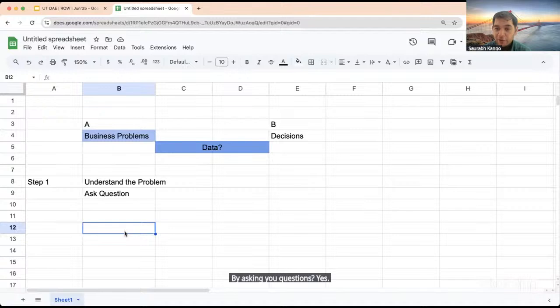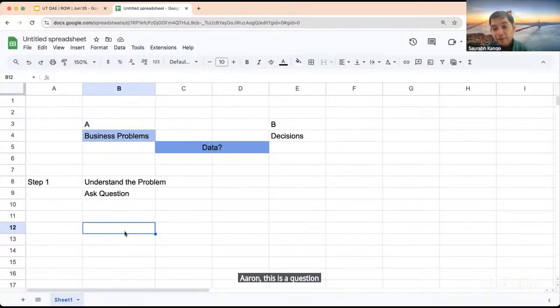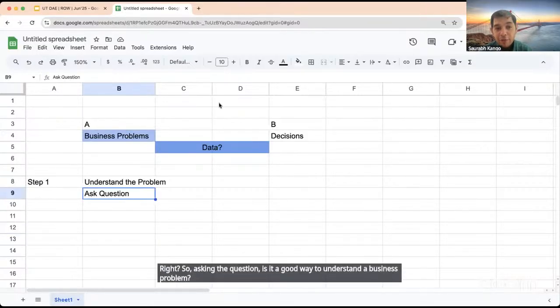He asks you a lot of questions. When are you not feeling well? What happened? What are the symptoms? What are you seeing? What are you feeling? How are you feeling? Aren't these questions that help him understand your current state, your problem? So asking the question, is it a good way to understand the business problem? Yes.